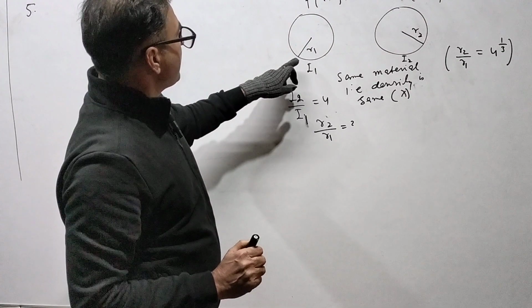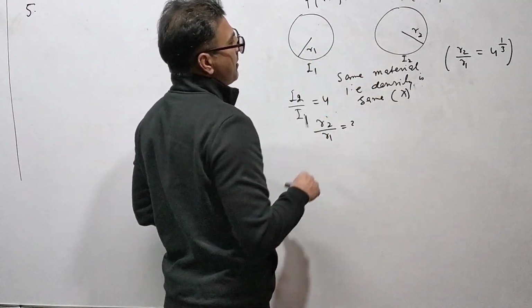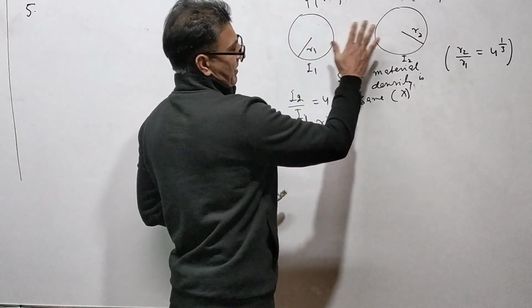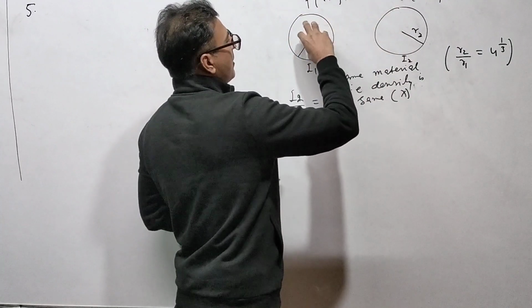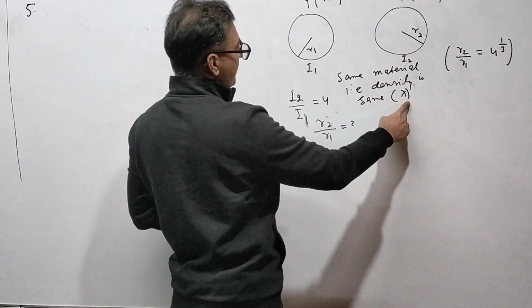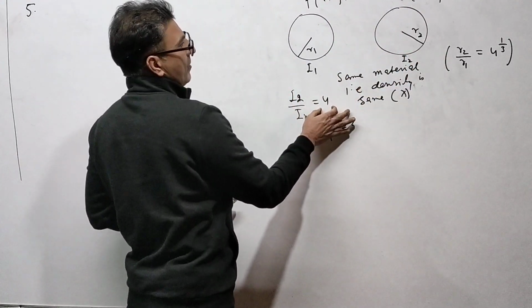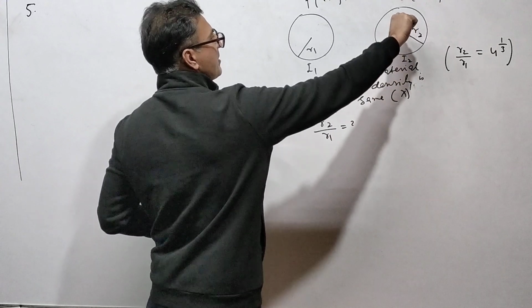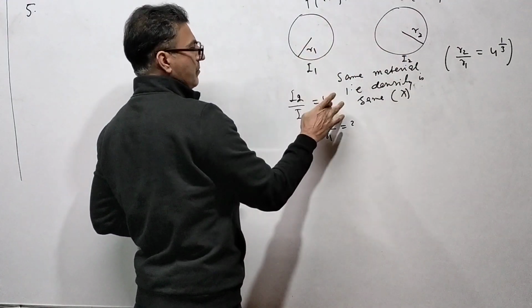It is moment of inertia I1, it is moment of inertia I2. And these 2 rings are made of the same material. I mean, maybe they are both copper rings, maybe both are rings of steel, means their density is the same, right? And what is given? I2 by I1 is 4. The moment of inertia of this ring about the center of mass axis divided by moment of inertia of this ring about the center of mass axis is 4.